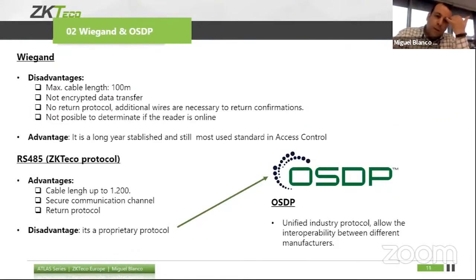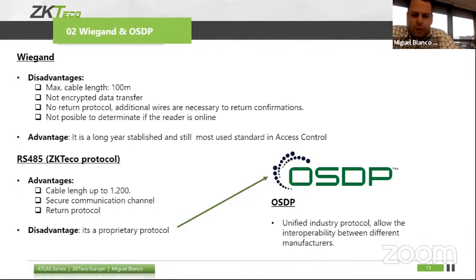I want to explain a little bit about the difference between WIEGAND and OSDP, and why we now recommend moving to OSDP. In WIEGAND, we have some disadvantages compared with an RS-485 protocol. The disadvantages are mainly that the cable length is limited to 100 meters, and there is no encrypted data transfer. Well, in fact, WIEGAND is not even a protocol. It's just sending a number without any protocol.